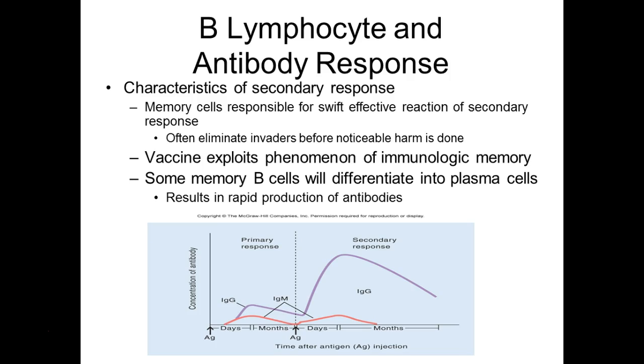So as we said, right, that second exposure, that activation is really due to memory cells. That's what's helping us out. That's what gets rid of that lag period of where we're searching for the naive cell when we first are exposed to something for the very first time.